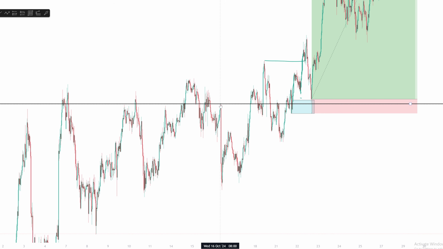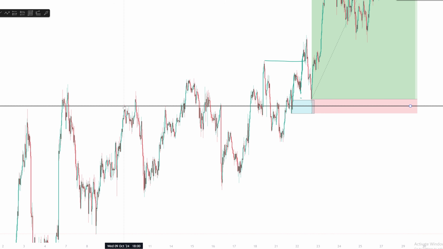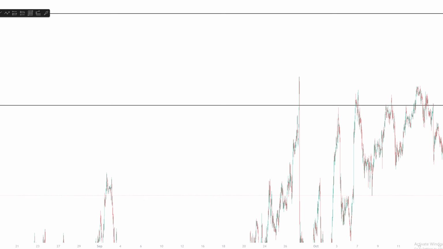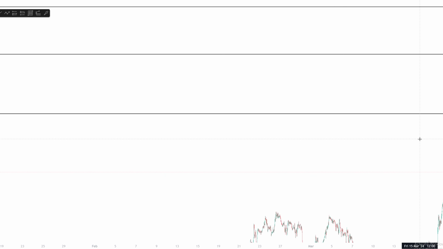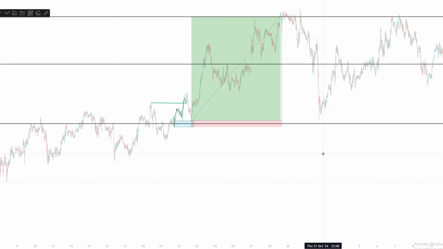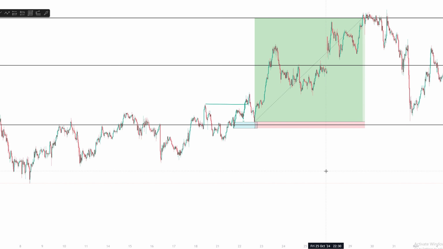Yep, as you can see already, resistance over here, resistance over here, here, and I think that's already enough. I don't even need more resistance, but there's resistance over here. So this was an extremely nice setup. So I'm gonna find another A plus setup.